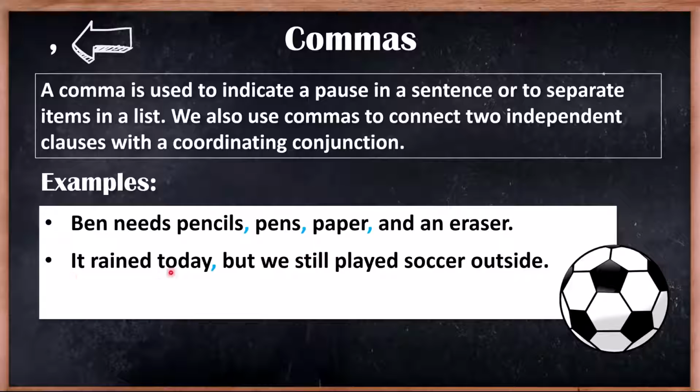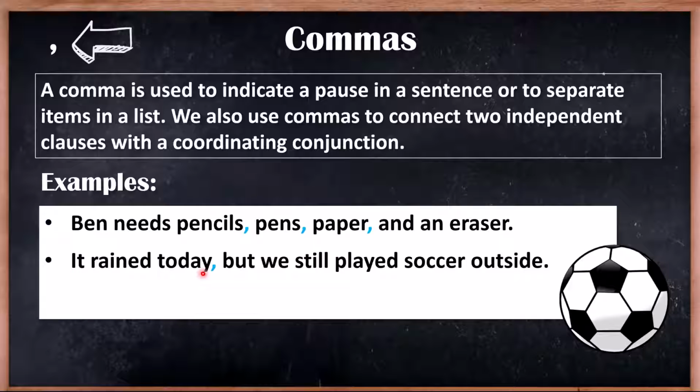Another example: It rained today, but we still played soccer outside. So in the first example, we are using commas to connect items in a list of different items. And in the second example, we're using a comma to connect two independent clauses with a coordinating conjunction.